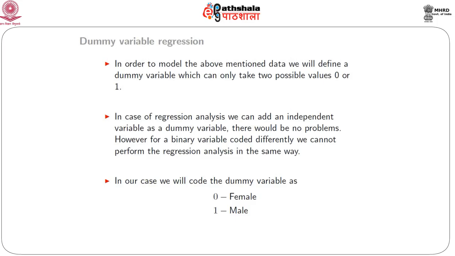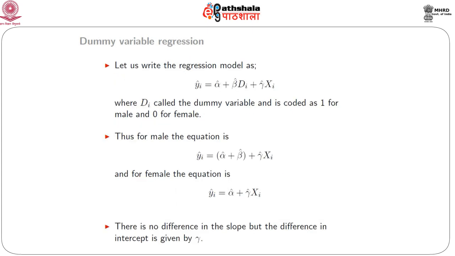So, in regression analysis, we can add an independent variable as a dummy variable and there would be no problem. However, for a binary variable coded differently, we cannot perform the regression analysis in the same way. So, when we have a regression model which has one continuous predictor variable, then including another predictor variable which is also continuous would only add an additional regression coefficient in the model. However, the interpretation of the regression coefficients remains the same as that for one regression parameter. But when we want to include a dummy variable into our regression model, then the interpretation of the corresponding regression analysis changes.